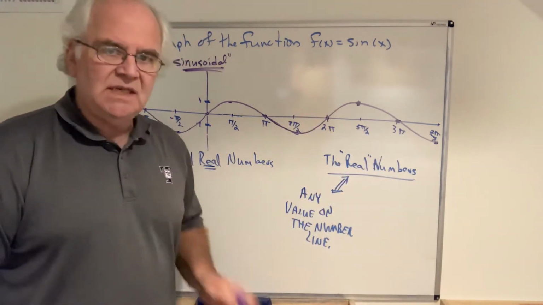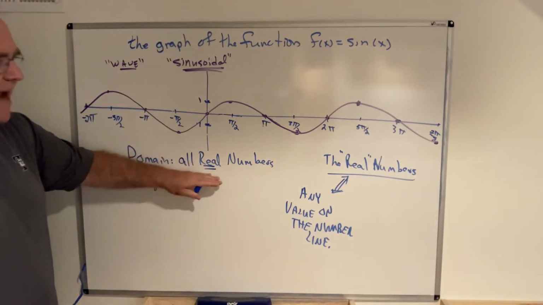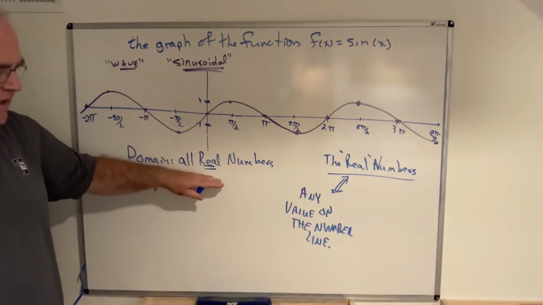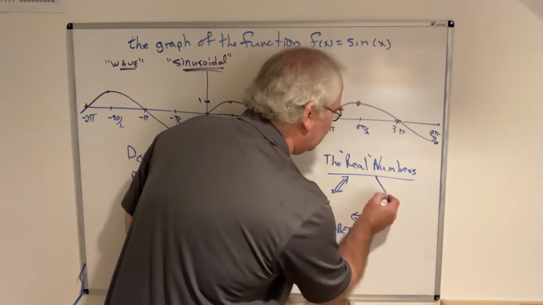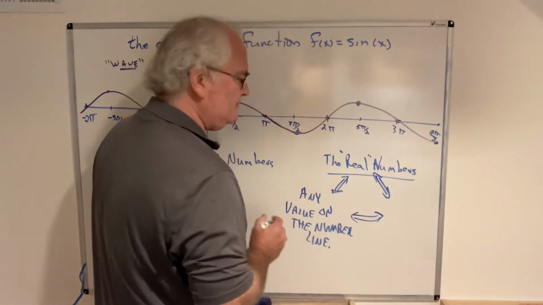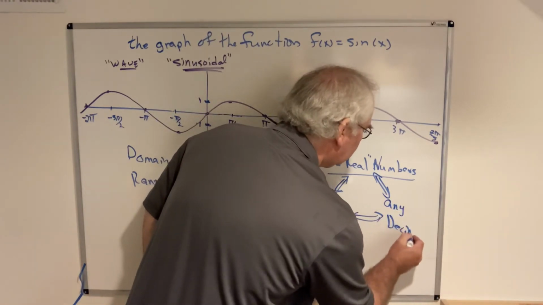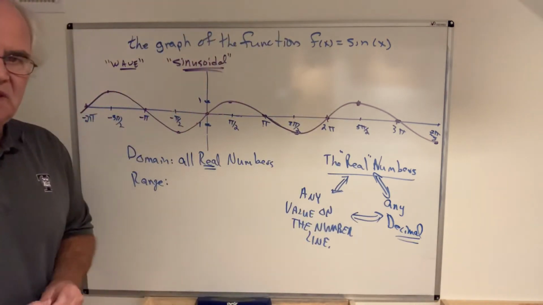So when we say the real numbers, what we mean is the entire number line. Or in this case, it's the entire x-axis. Another meaning, which is synonymous, all three of these mean precisely the same. This is any decimal. Any value that has a decimal representation.